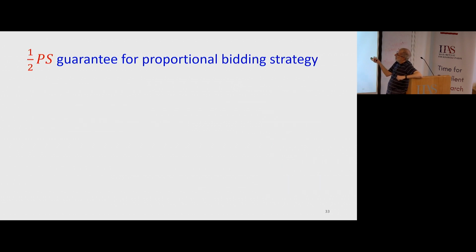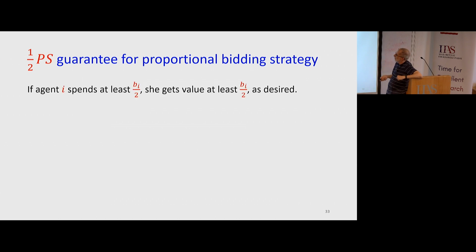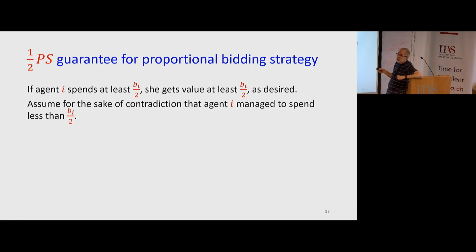Okay, so let's see that you got half your proportional share when there's no over proportional item. So if you manage to spend half your budget, you got at least a value of pi over 2, which is your proportional share as desired. So assume for the sake of contradiction, because this really cannot happen, that you did not manage to spend half your budget.